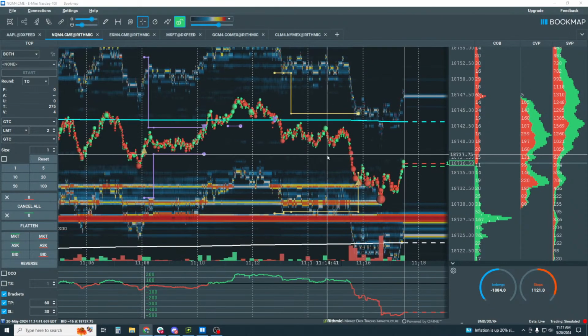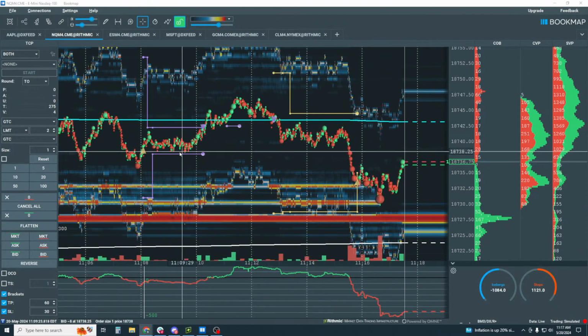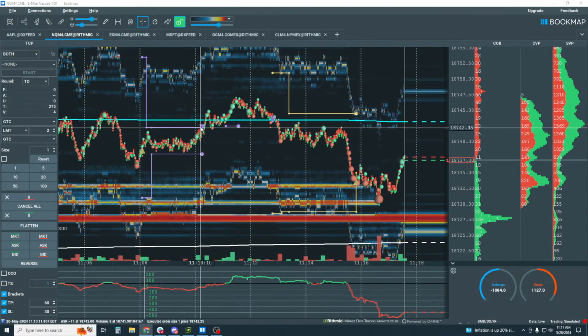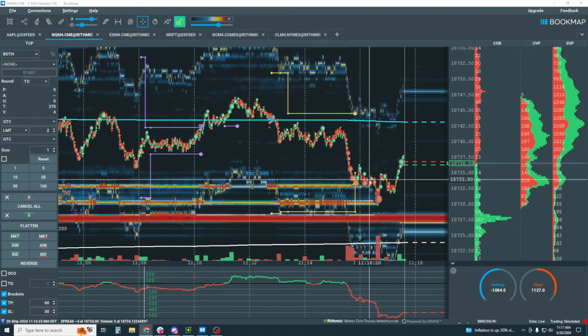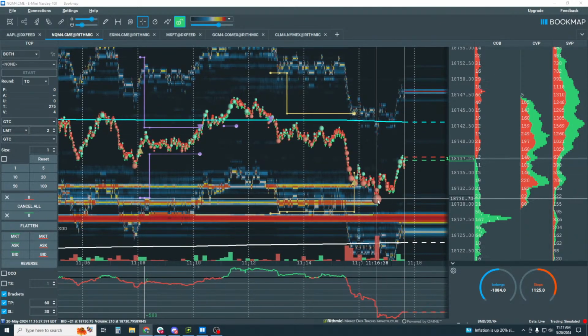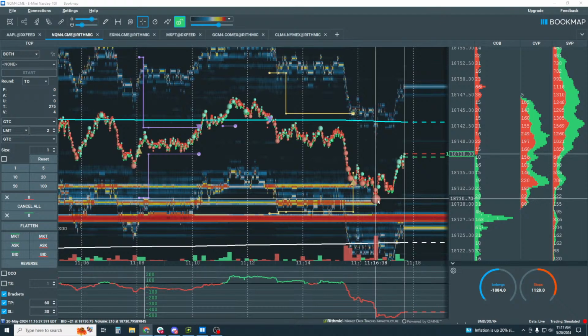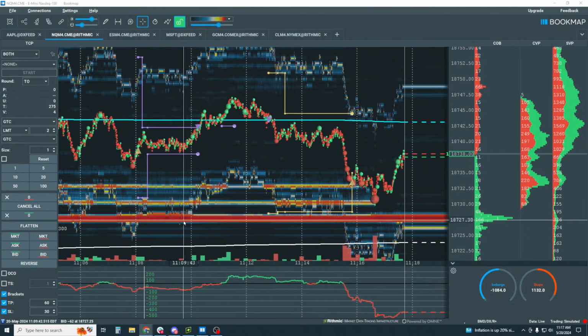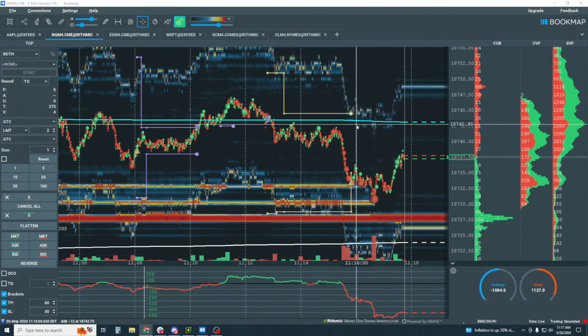It's a beautiful thing, looking at it in Bookmap. Why did I move my stops up or take profits? And when did I do it? Okay, when did I make that decision? This is how you can really refine your trade management.